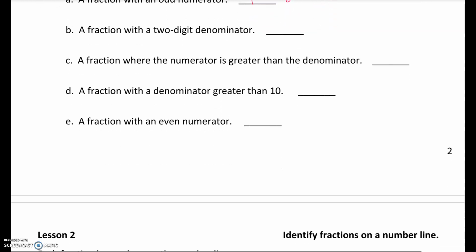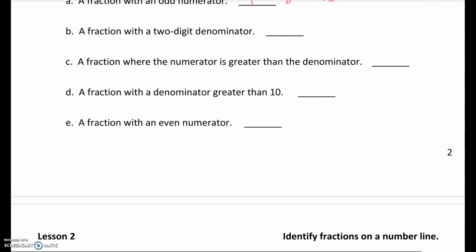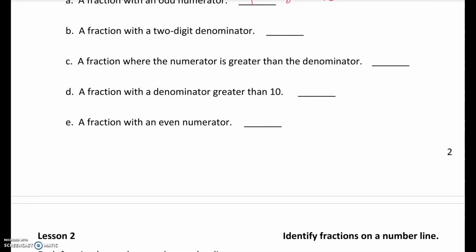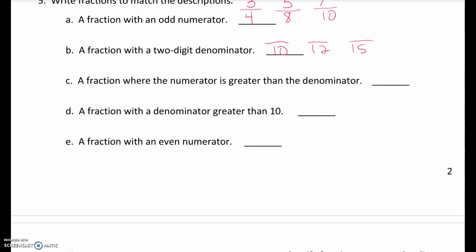So B, a fraction with a 2-digit denominator. Well, 2 digits could be anything above 10. So we could have 10, we could have 12ths, we could have 15ths. Any of those would work. And remember, it's a fraction, so it has to have a numerator. So what would we want to focus on? Maybe 2 here, 3 here, 6 here.